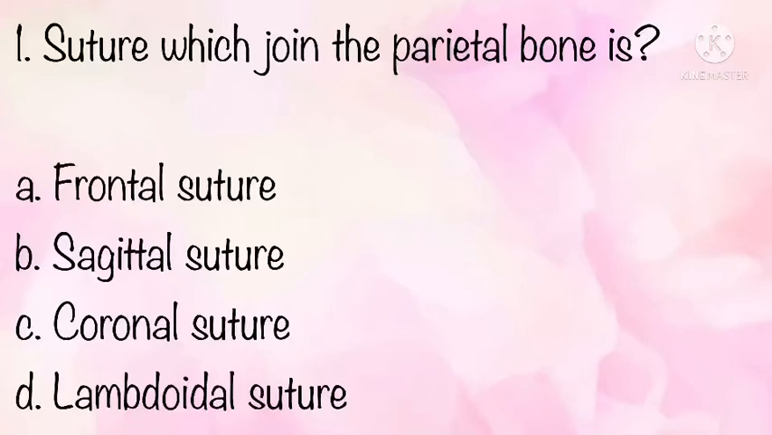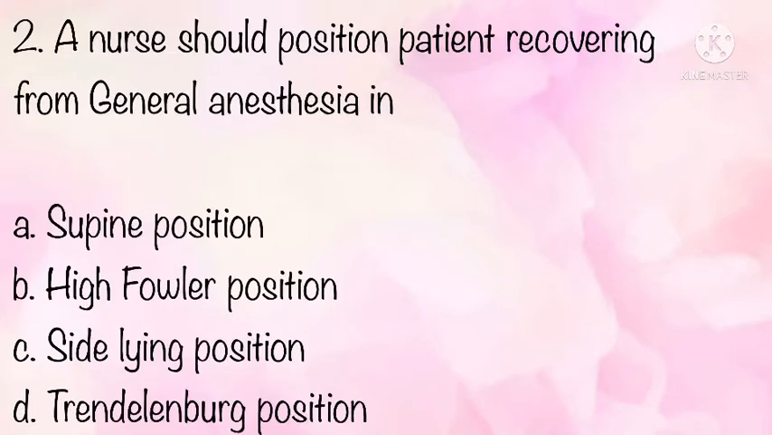Which suture joins the parietal bone: frontal suture, sagittal suture, coronal suture, lambdoidal suture? The correct answer is B, sagittal suture. A nurse should position a patient recovering from general anesthesia in which position: supine position, high forward position, side-lying position, Trendelenburg position? The correct answer is side-lying position.